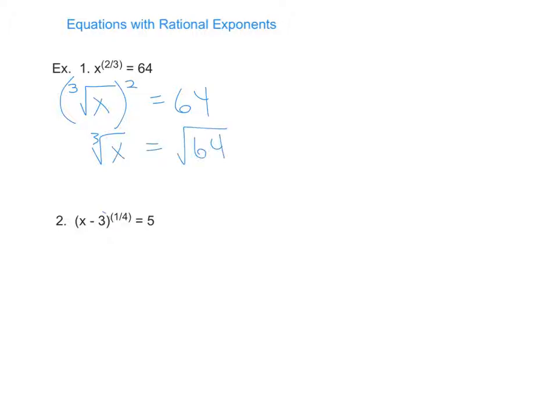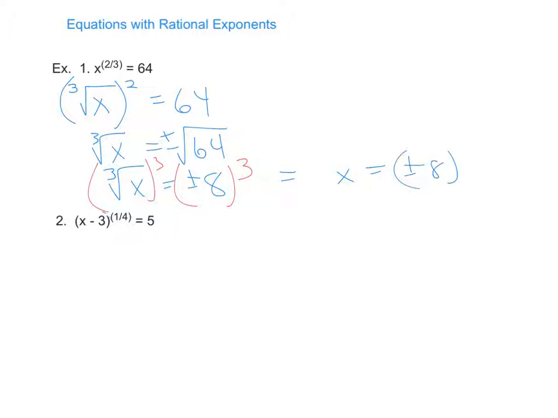square root of 64. And technically this should be plus or minus, because I am taking the square root, just like the square root property, so I have the cubed root of x equals plus or minus 8. And then, how do I get rid of the cubed root? I get rid of the cubed root by taking both sides cubed. And so what I end up getting here is x equals plus or minus 8 all cubed. So I actually have two different answers here. I have plus or minus 512.